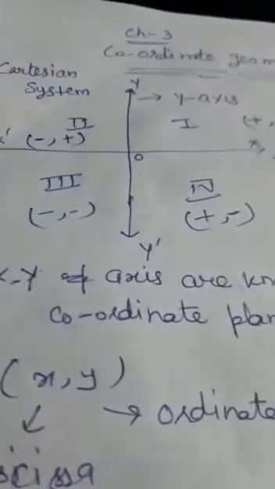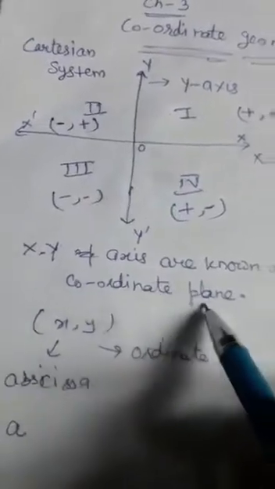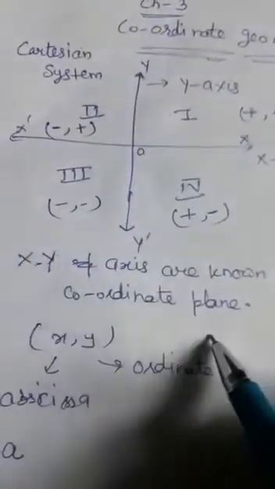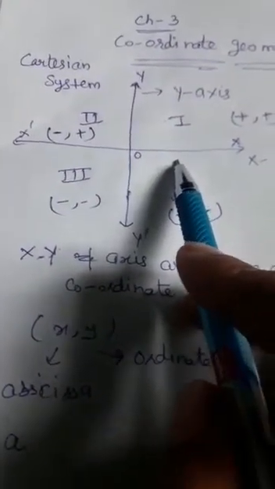What is a Cartesian system? Cartesian system is that which deals with axes. Here we have two axes, one is the x-axis and one is the y-axis. These are known as coordinate axes, and the plane where these axes are drawn is known as the coordinate plane. So x-axis is horizontal and y-axis is vertical. On these axes we represent both positive and negative integers.